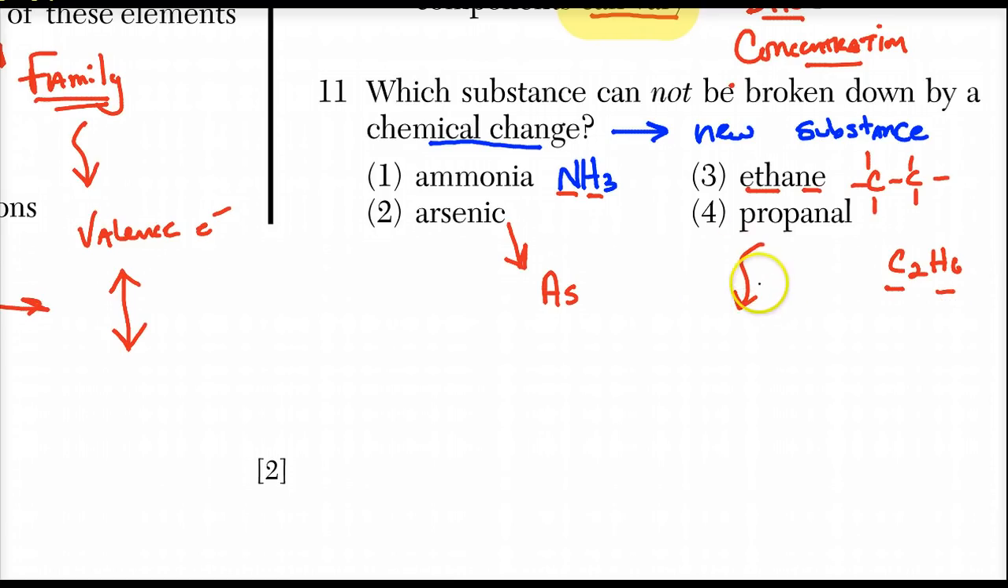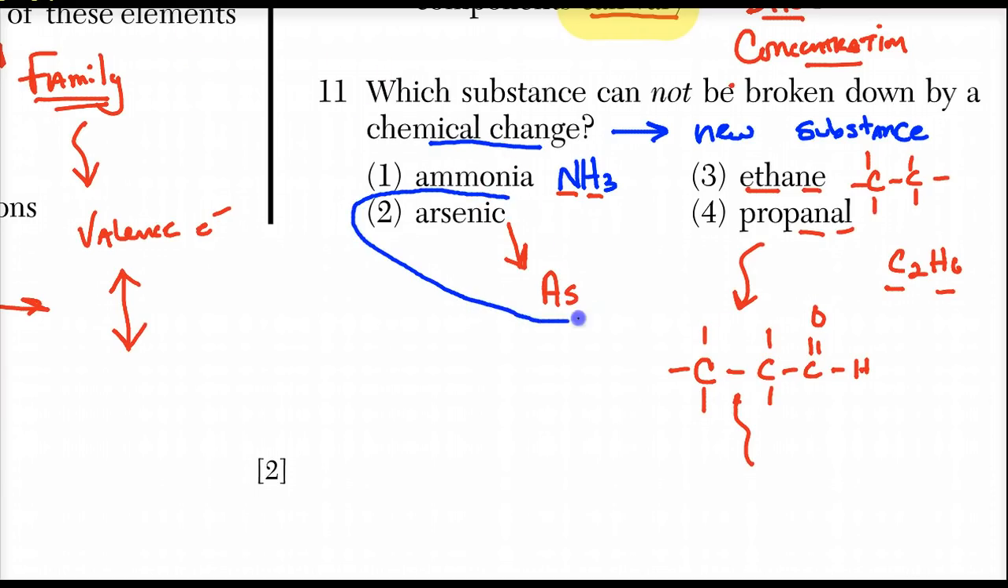Propanol, it's another organic compound. Prop is 3 carbons. The ane part is single bonds. And the al from Table R is an aldehyde ending. So this is a compound as well. It's got bonds. You can break them into oxygen, hydrogen, and carbon. So the only choice here that is just an element, which you cannot break down into anything simpler, is arsenic. So don't be an arsenic. Don't get this wrong. Choice 2 is the answer.